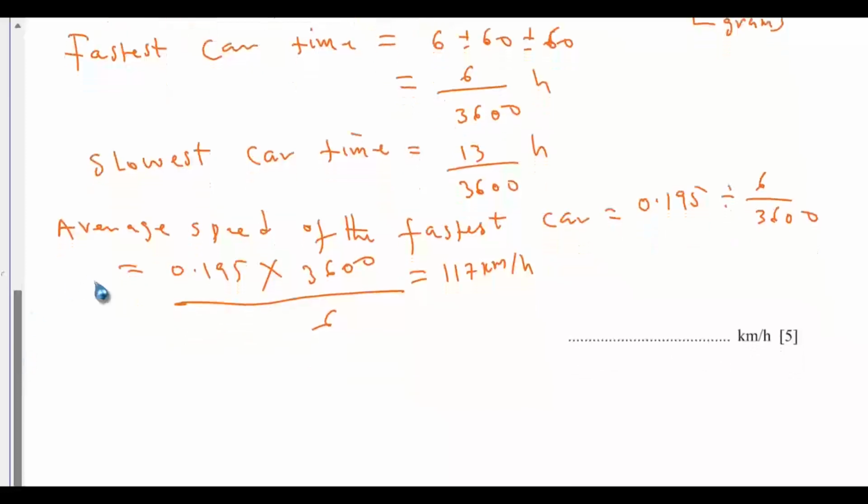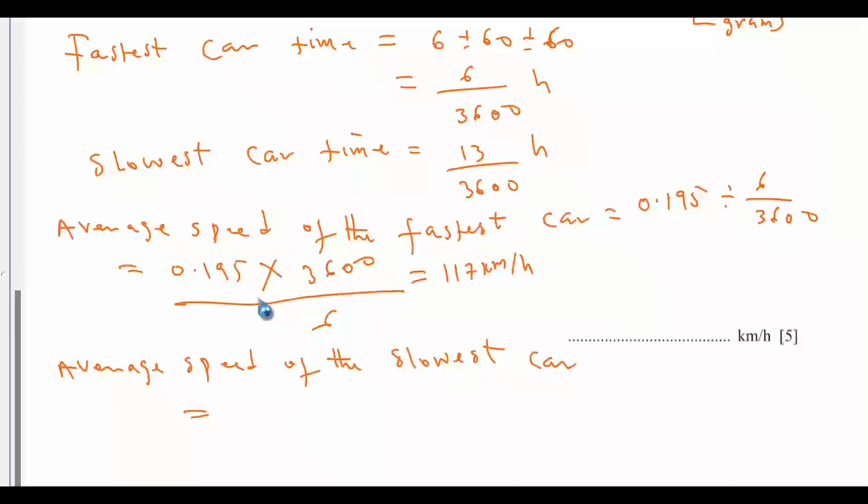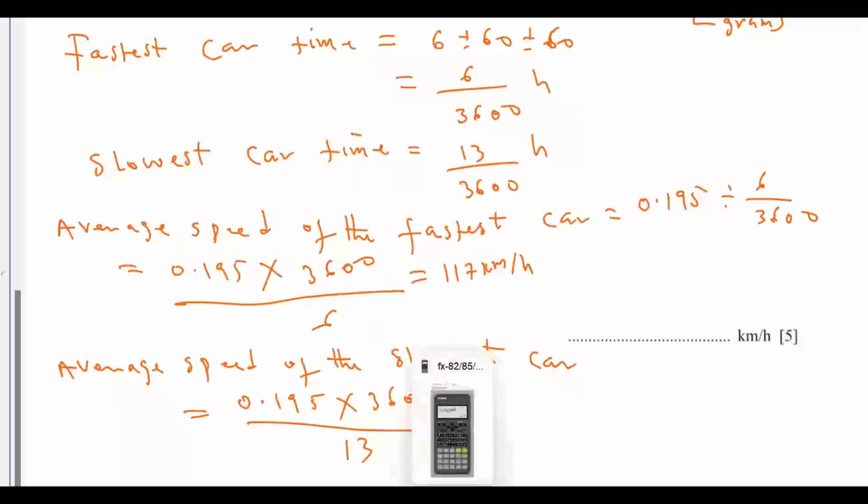The same way we can get the average speed of the slowest car. Of course, the answer should be less than this. If you follow this pattern, it will be 0.195 multiplied by 3600, then divided by 13. So we can use the calculator again, and this is what we get.